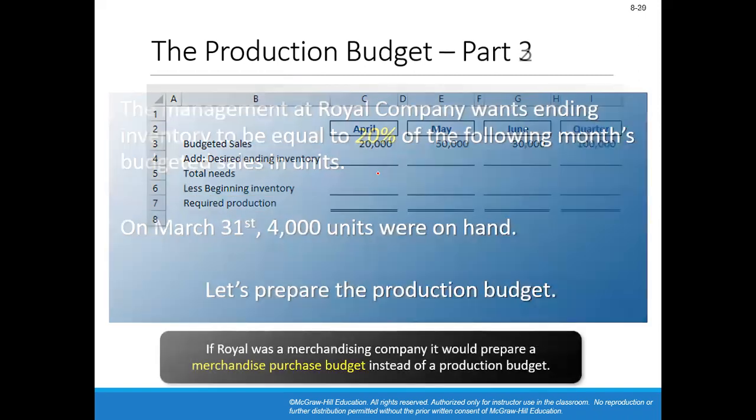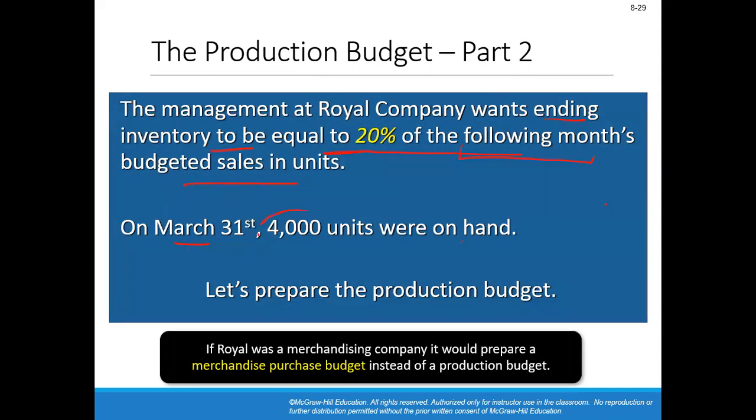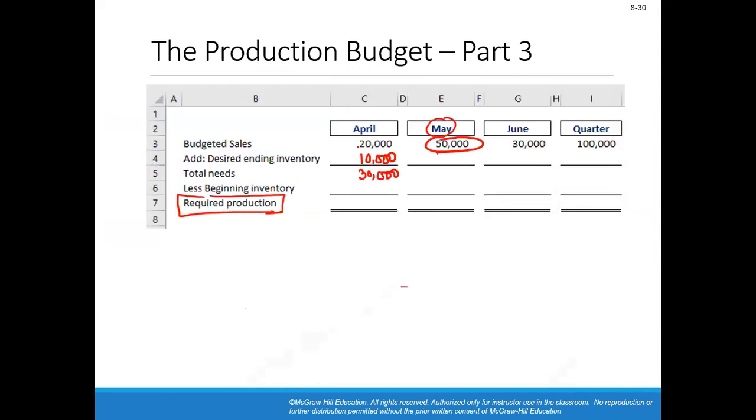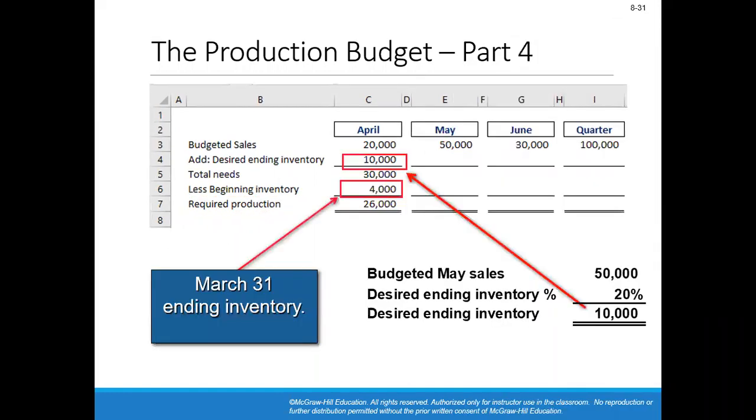But note that it has been said that from the previous month, I have 4,000 units in hand. So this is my beginning inventory, 4,000. If I subtract the inventory I already have, I will get the production needs in the current month. So this should be 26,000. In this way, I can calculate for May, I can calculate for June, and I can get the sum figure for the quarter. Okay, so you already have done this calculation.